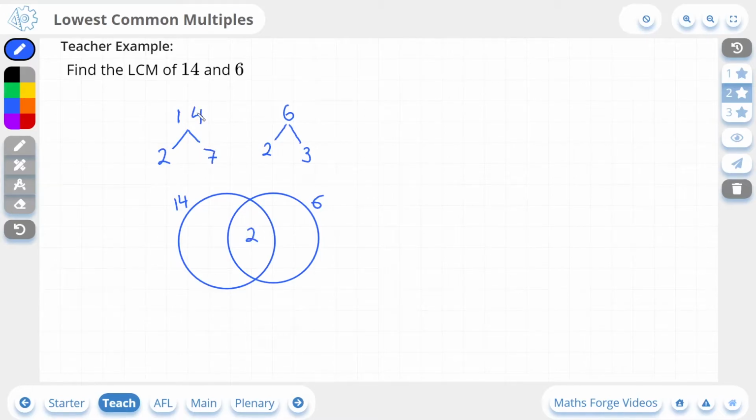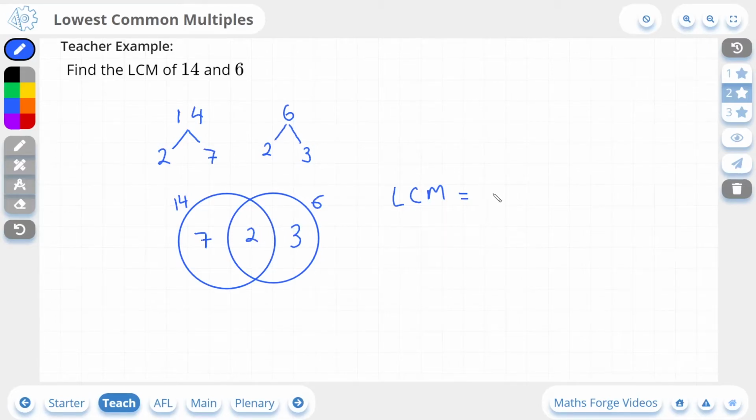And only 14 has a prime factor of 7, so I'm going to write it down here in the 14 circle. And only 6 has a prime factor of 3, so I'm going to write that down here. Now, once you've written down your prime factors into the Venn diagram, you can find the lowest common multiple simply by multiplying all of the prime factors that are in the Venn diagram. I should also note that I haven't written down 2 twice because it's shared by both of them. I've only written it down once.